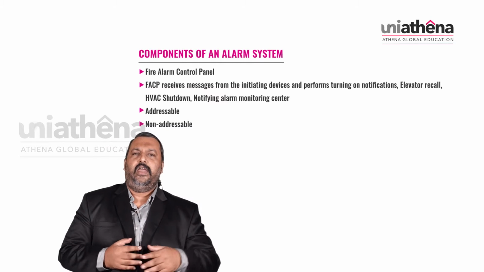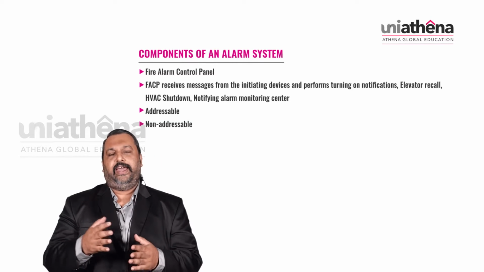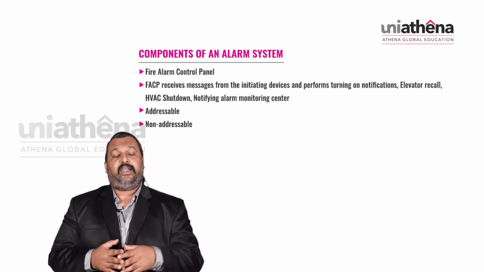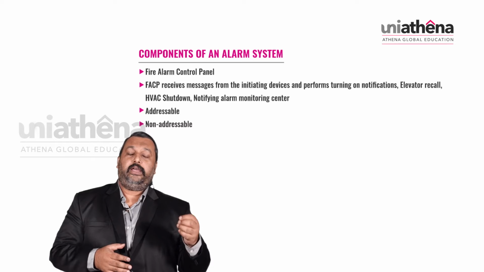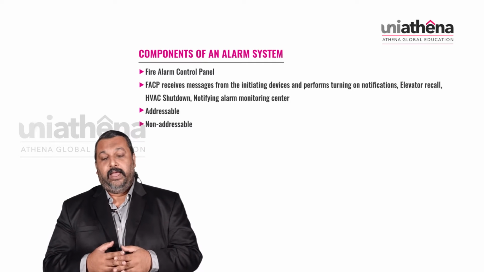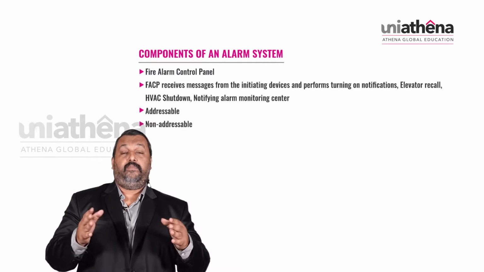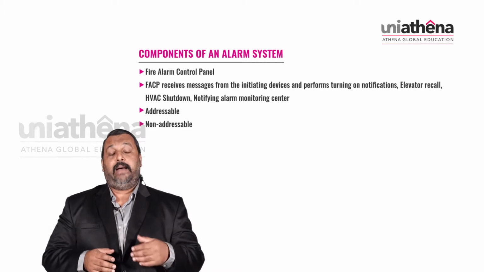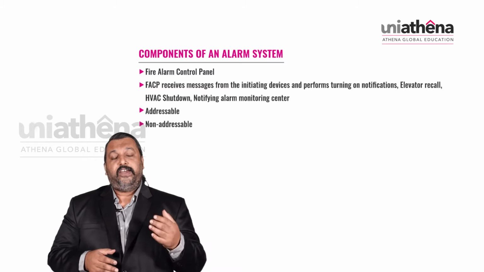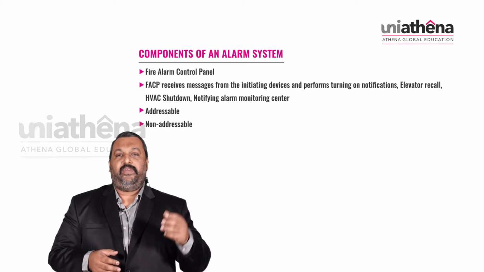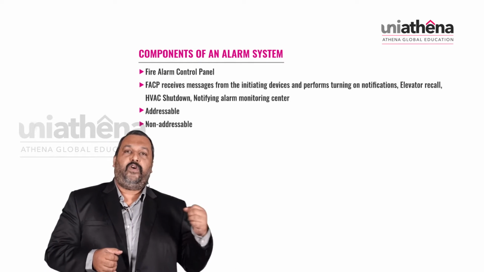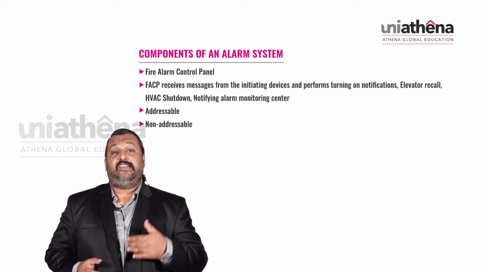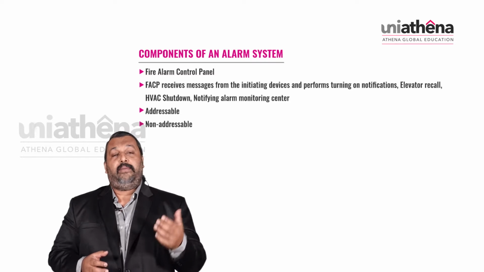Now let's discuss the main components of an alarm system. The first and foremost main component is the fire alarm control panel, referred to as FACP. That is the first and most important component of an alarm system. Now, the FACP receives messages from the initiating devices and performs turning on the notification, the elevator recall, the HVAC shutdown, and notifying the alarm monitoring center.